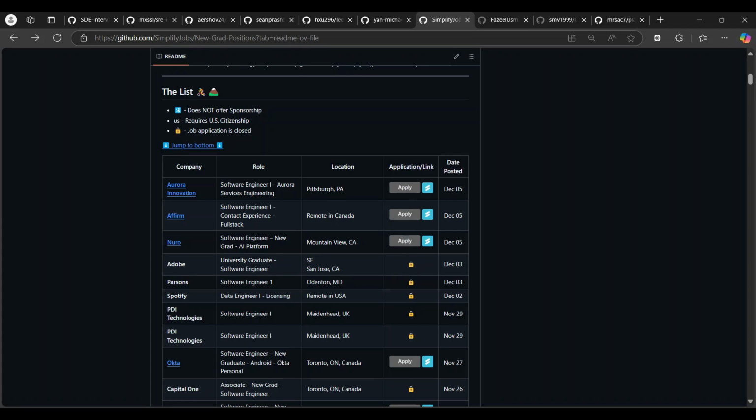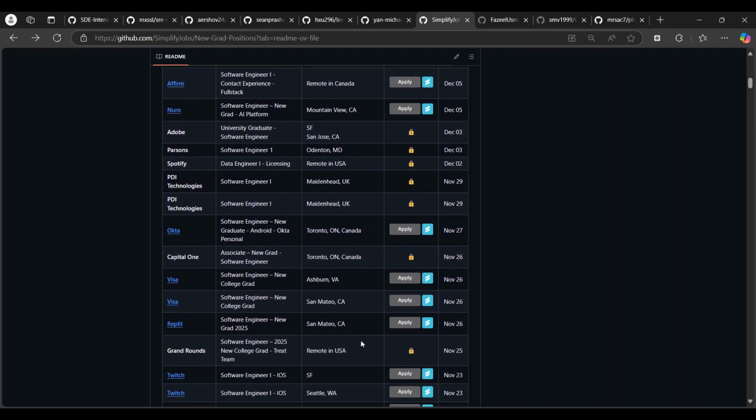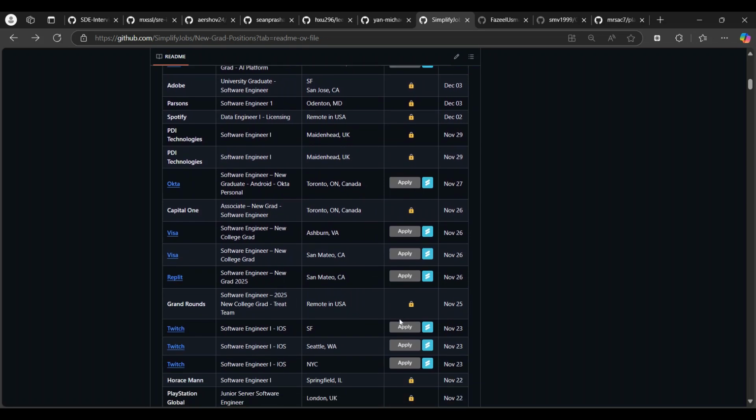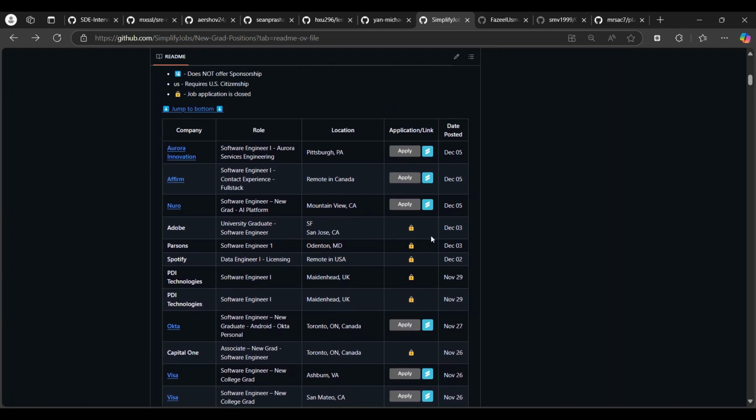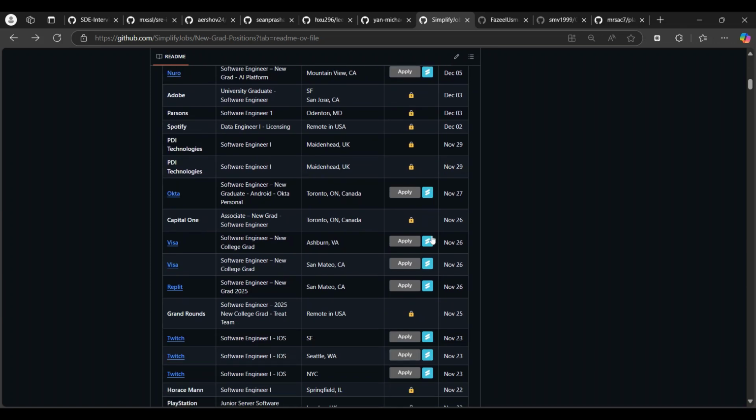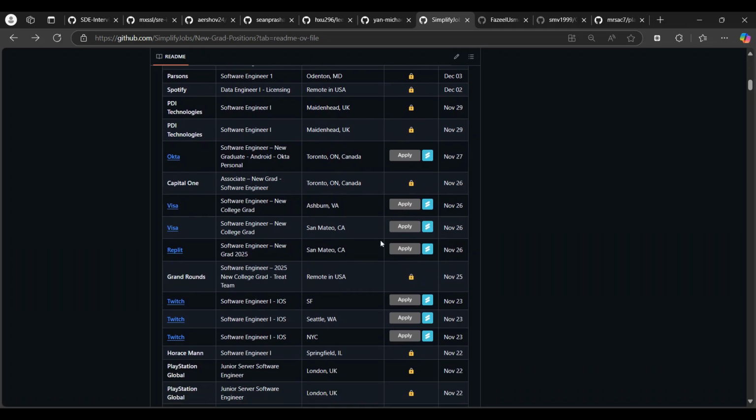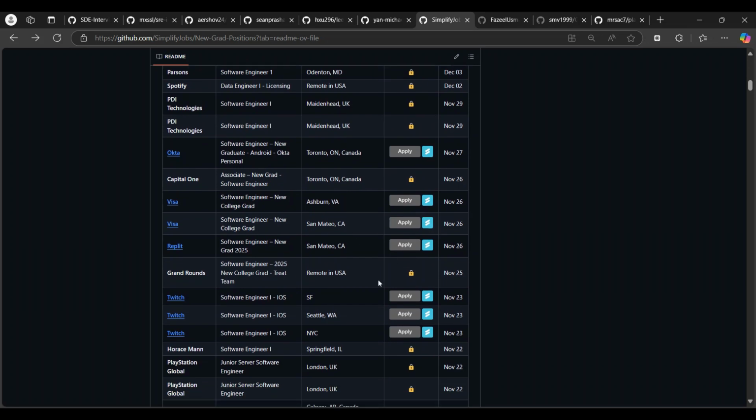This symbol means it is closed. So these are the companies currently open. You can get the idea of when to apply, which companies you like, which job you like, and you can similarly apply from here.